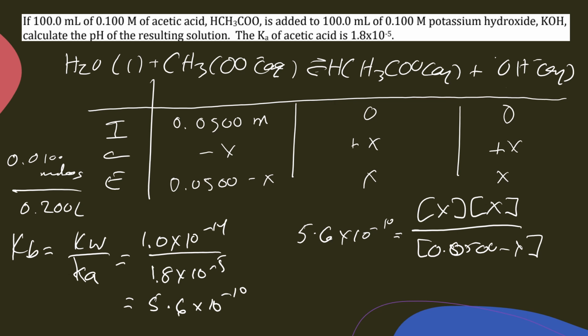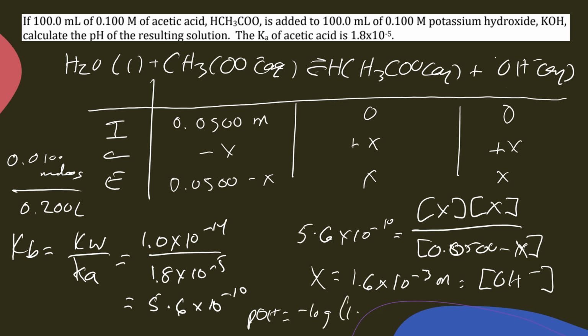So you can use your calculators. You can see that the X on the bottom is going to be negligible. X equals 1.6 times 10 to the negative 3 molar, and this is my hydroxide concentration. I want to find the pH of the solution, but what I can do here is find the pOH first. The pOH is the negative log of the X from the problem, and that equals 2.80.